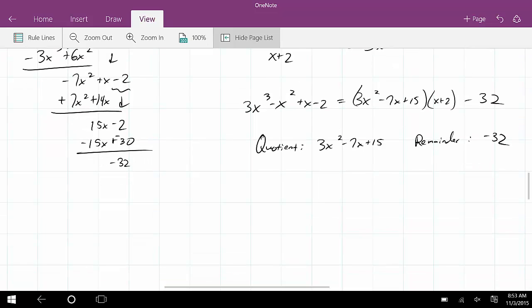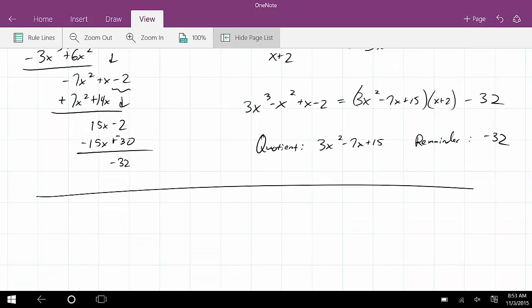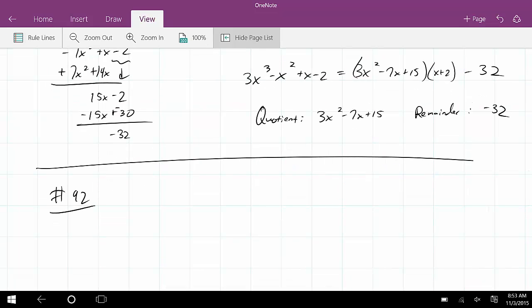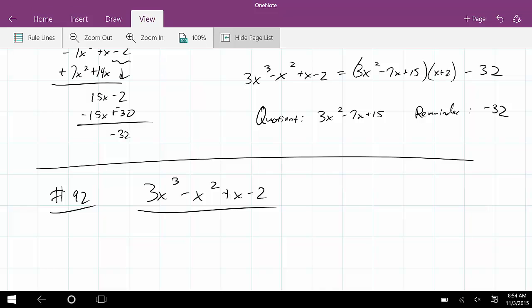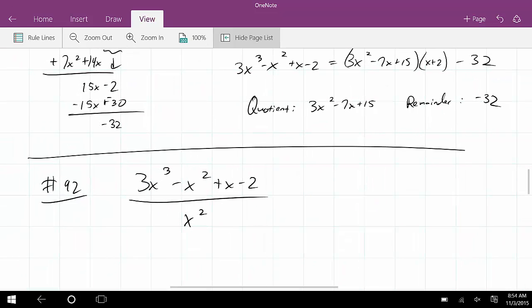Okay, well, let's do another example. Same directions as this problem, and let's do number 92 on the same page in the same section. It says we have 3x cubed minus x squared plus x minus 2, and we're dividing it by x squared.